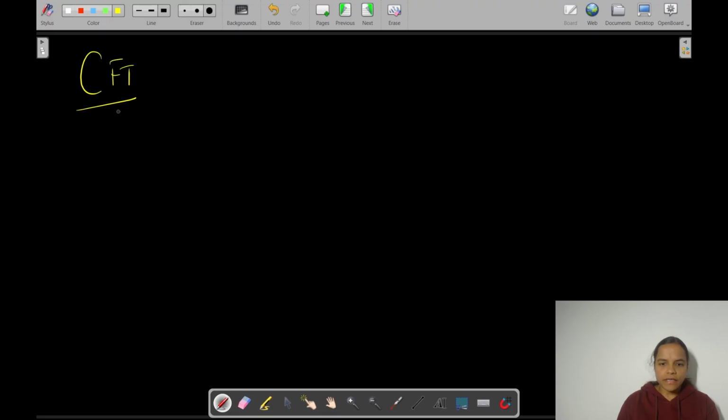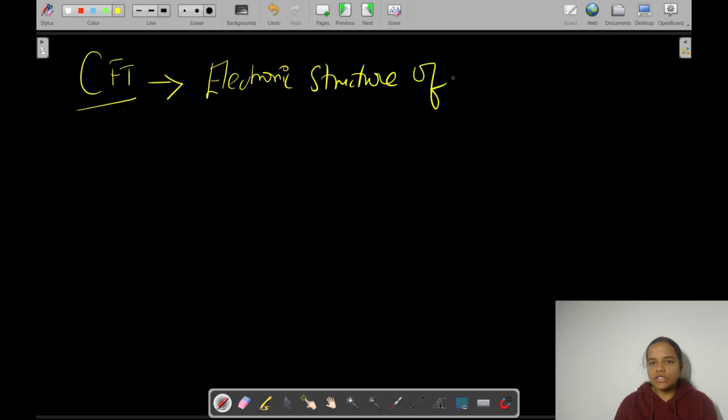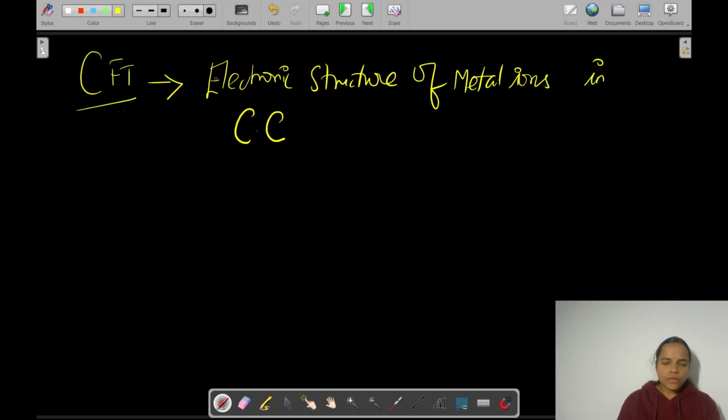CFT, the crystal field theory. This is all about, and it explains the electronic structure of metal ions in coordination complexes. So this is pretty much the one-liner about the crystal field theory. It explains the electronic structure of metals in coordination complexes. So we will focus on the octahedral complexes.